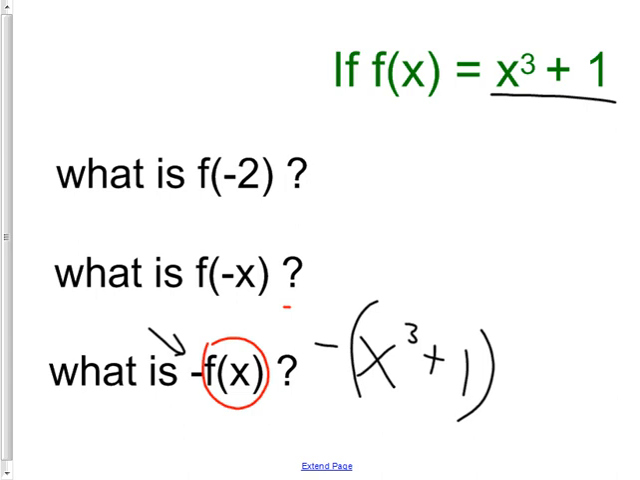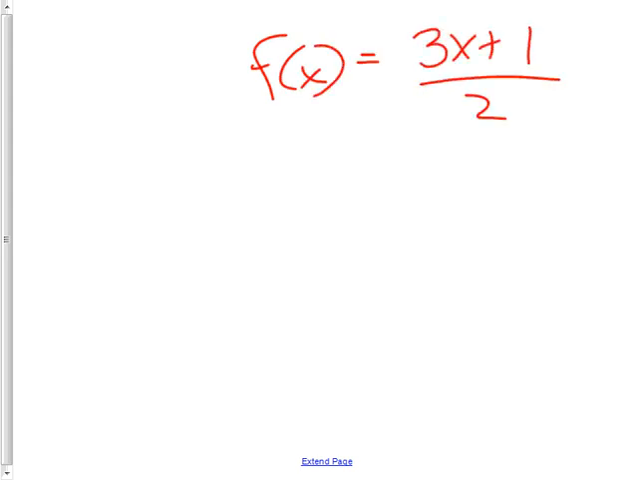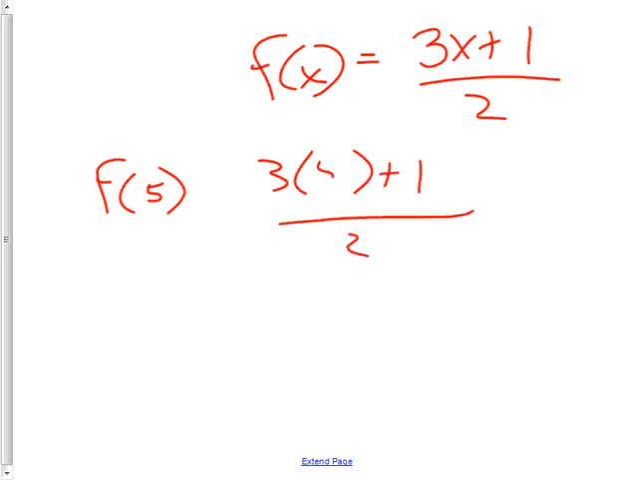Okay, good. All right, so one more. Let's say I have f of x is 3x plus 1 over 2. What would f of 5 be? You can do it in your head. Got it? You get 8? I agree. 3 times empty spot plus 1 over 2, and I drop in a 5. 15 plus 1 is 16. 16 divided by 2 is 8. You get that?